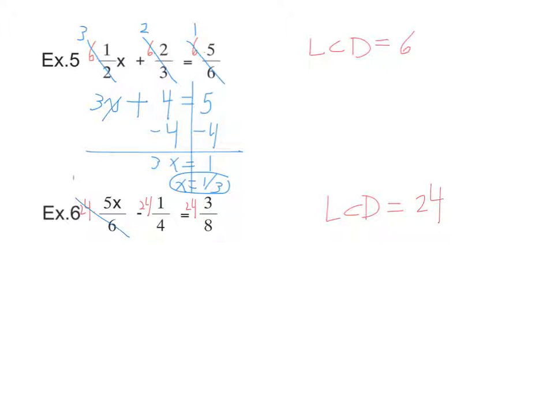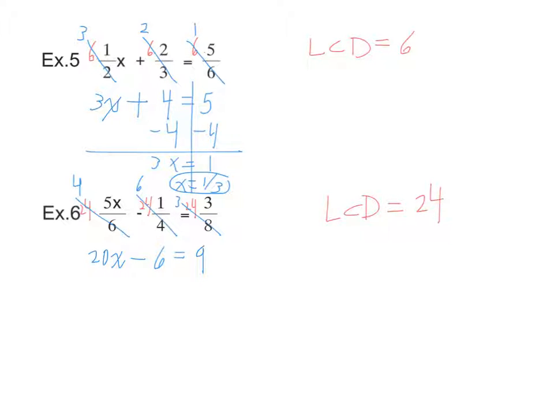6 goes into 24 4 times. 4 into 24 6 times. And 8 into 24 3 times. You can see why you'd want to really keep your work organized with these. All right, going back for the multiplication, I have this 4 times a 5x, or 20x. Next, I have a 6 times a 1, or 6. And finally, a 3 times a 3, or 9.